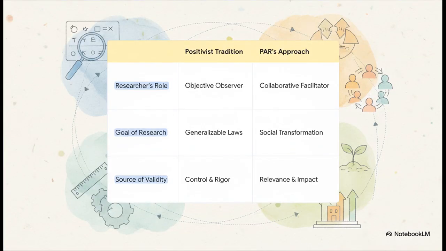And this slide, wow, it just lays the whole conflict out so clearly. I mean, just look at the difference. The traditional researcher is supposed to be an objective observer, looking for universal truths that apply everywhere. Their work is seen as valid because it's rigorous and controlled. But with PAR, the researcher is a collaborative facilitator. Their goal is social transformation. And the research is considered valid not because it was done in a sterile lab, but because it had a real positive impact on people's lives. We're talking about two completely different ways of seeing the world.